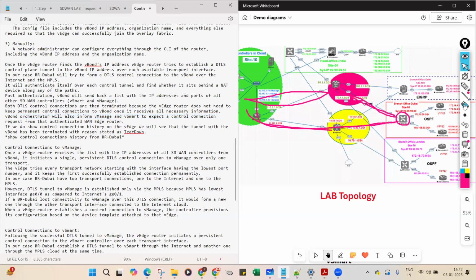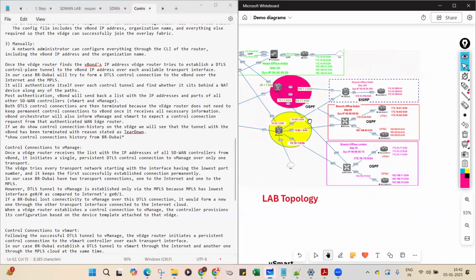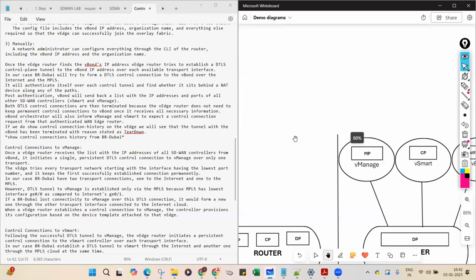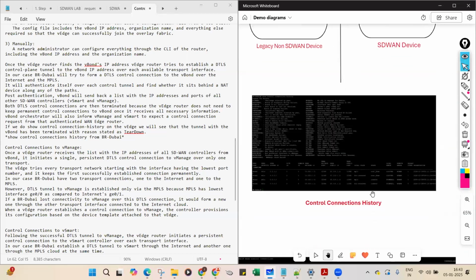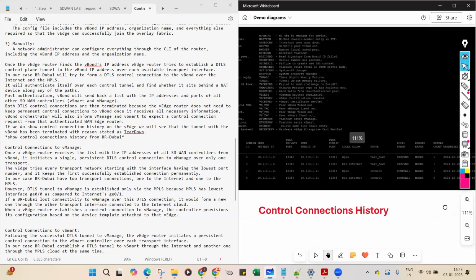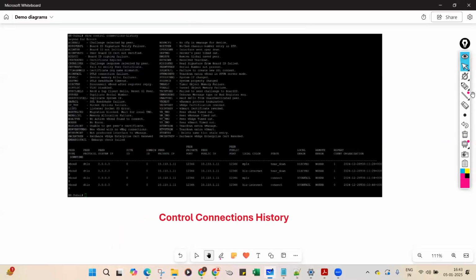So as I showed, once this control connection is terminated, it will show in the tear down state in show control connection history. Okay, from BR Dubai, we can see that control connection to vBond is in tear down state.